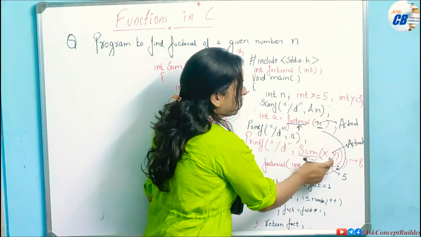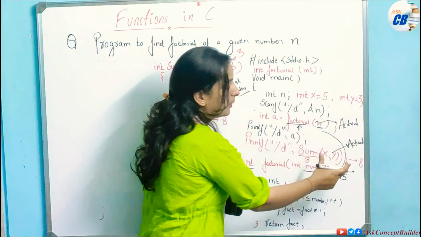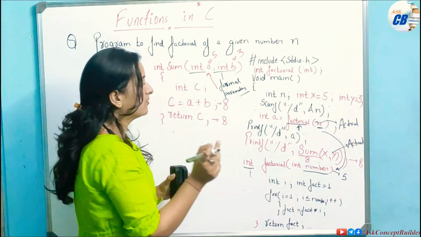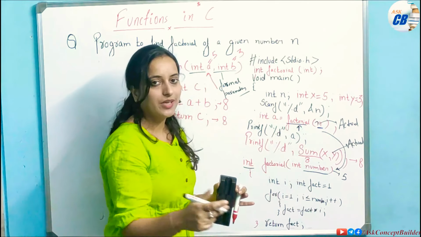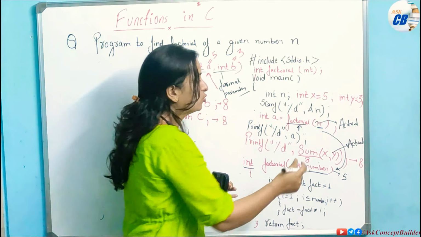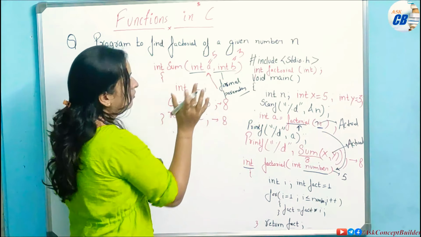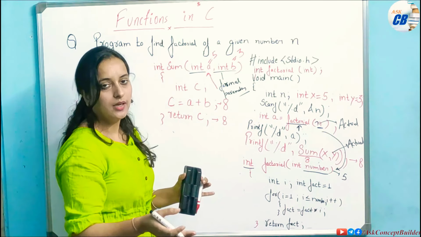The same way, this x and y, which are 5 comma 3, are your actual values, and you are passing them to this a and b. So that's why the parameters which we pass at the time of calling the function are called actual parameters, because actual values are being passed, and these are called formal parameters. So in this way also you can remember it.